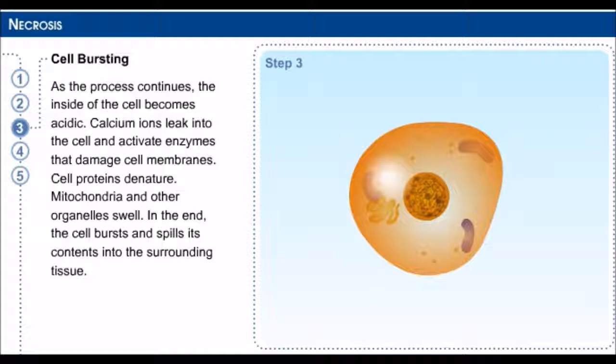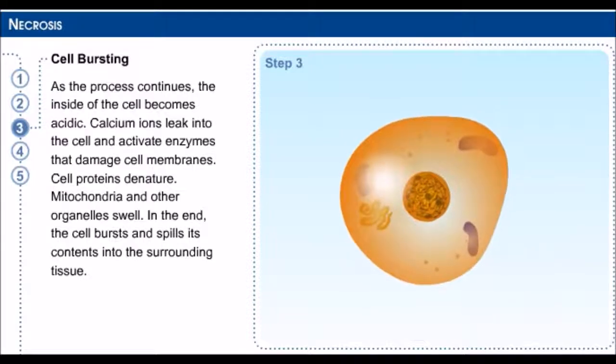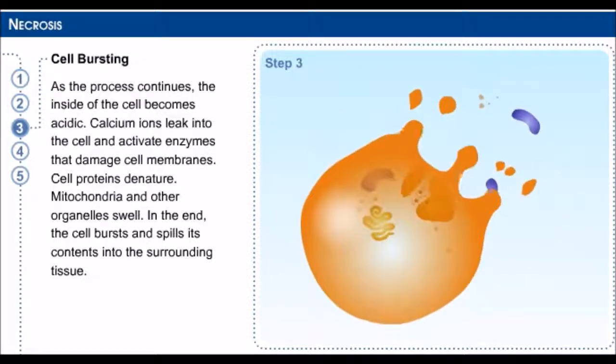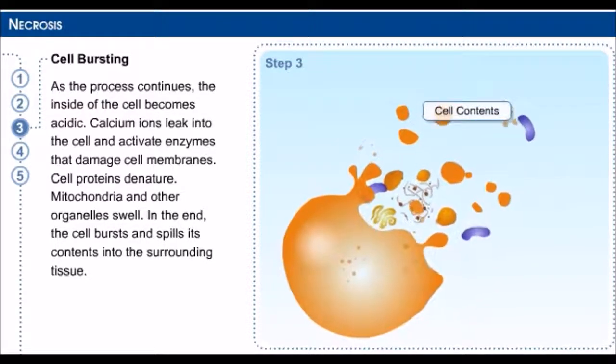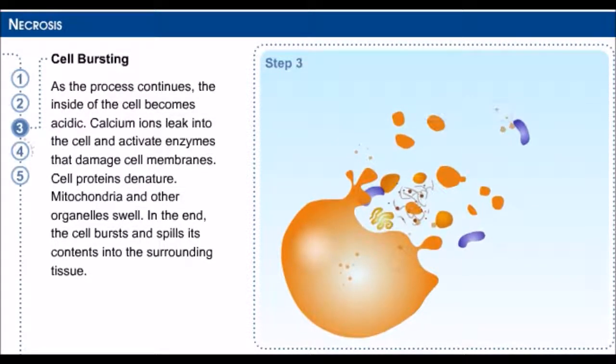Calcium ions leak into the cell and activate enzymes that damage cell membranes. Cell proteins denature. Mitochondria and other organelles swell. In the end, the cell bursts and spills its contents into the surrounding tissue.